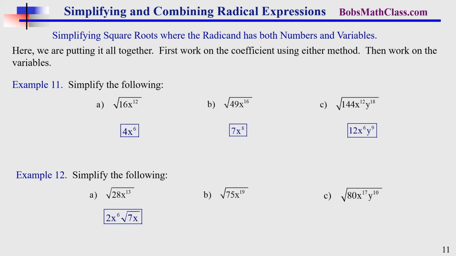Okay, part B, square root of 75. Square root of 75, if you use method 1, it's square root of 25 times 3. Or you could use 3 times 5 times 5, so a 5 will be written in front, and a 3 will be written inside. Then divide 2 into 19. 2 into 19 goes 9 times, with 1 left over.